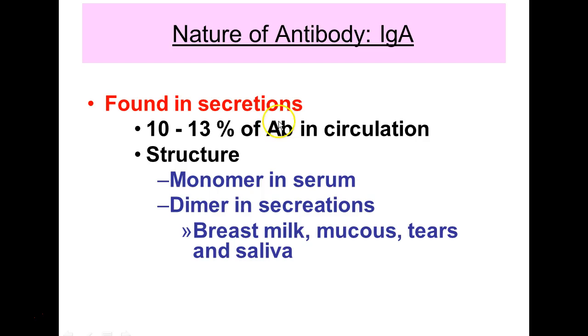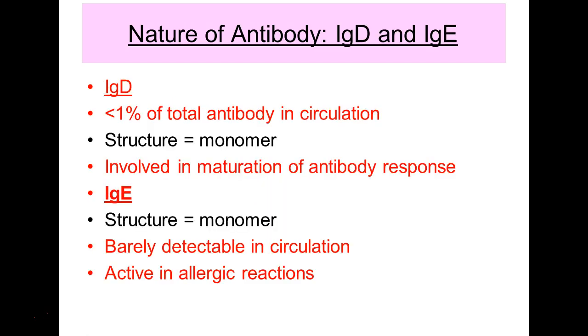IgA is the antibody found in secretions: in tears, saliva, mucus, breast milk. It can be found as a dimer in secretions, as a monomer in serum. IgD is very rare in circulation. It is typically attached to B cells and is involved in the maturation of the antibody response. IgE, again very rare in circulation. This is the antibody responsible for allergic reactions.